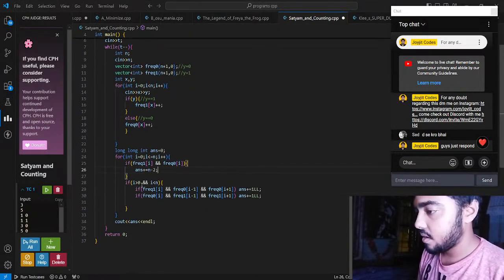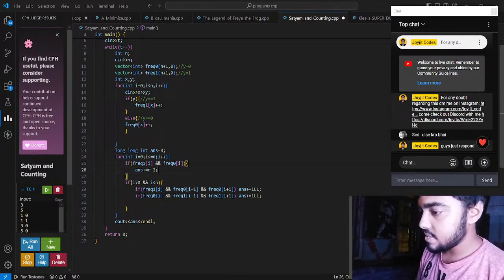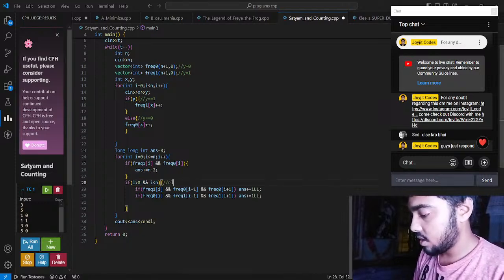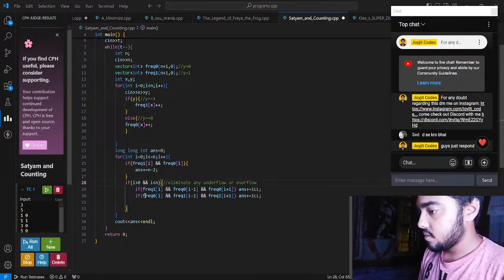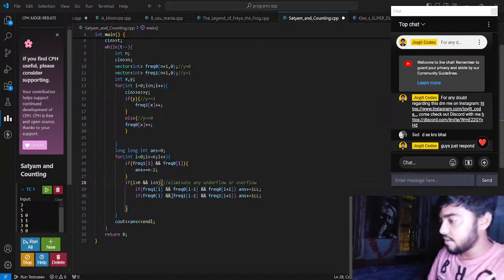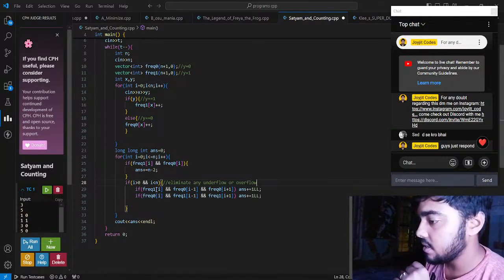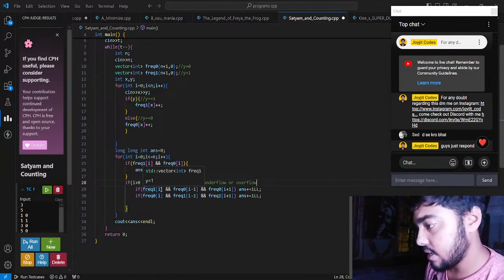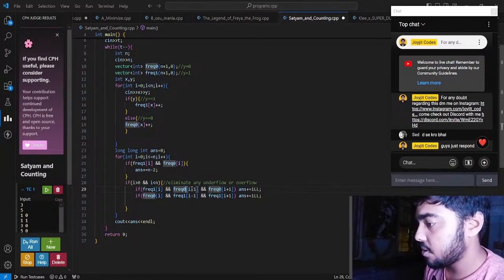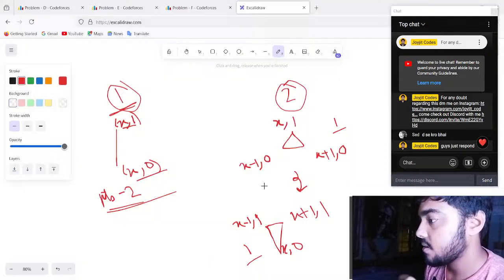We're making it. And apart from that, this is just to check that there is no underflow or overflow. Okay, this is just to eliminate any underflow or overflow. So we have to check whether the frequency of 1 at the first position is I, and at the 0th position I minus 1 and I plus 1 exist. That is this condition.